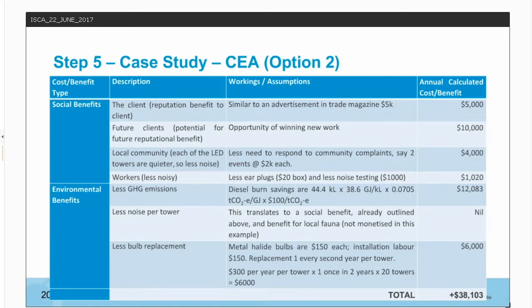Overall, the net benefits increased from about 56,000, you'd recall in the CBA, up to 97,000 in the CEA, making both alternative options look even more attractive. It tells a pretty compelling story. Back to Nicole.